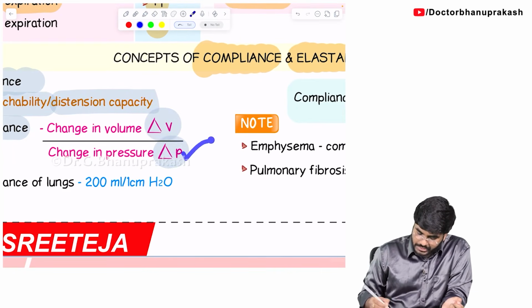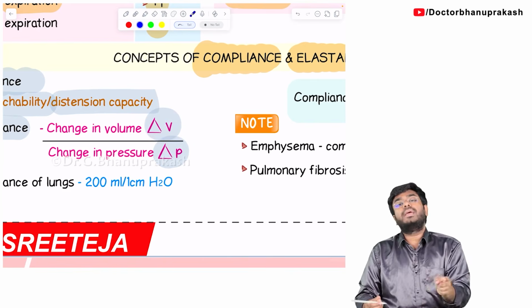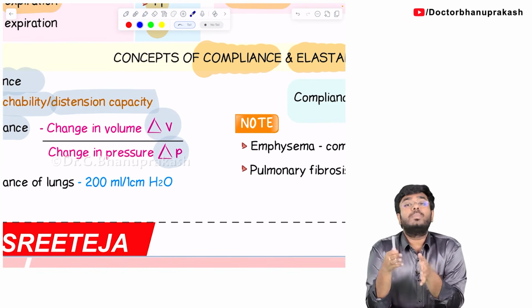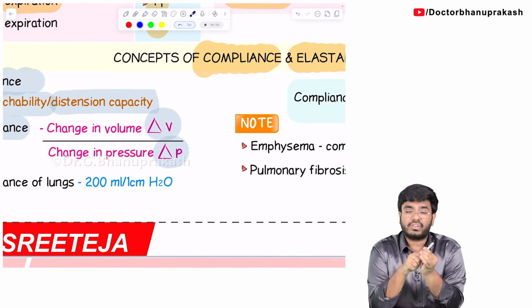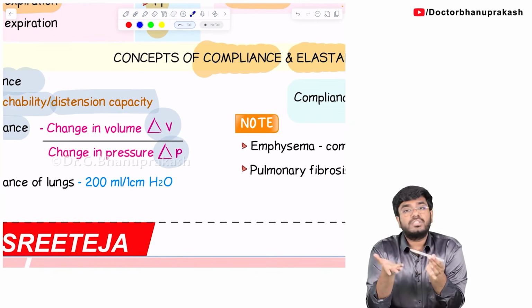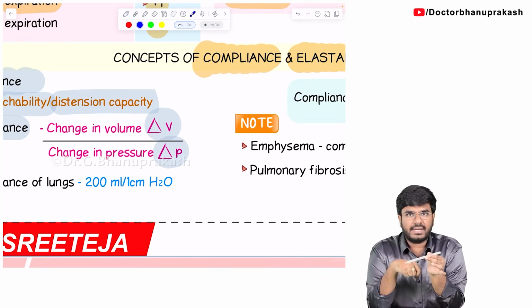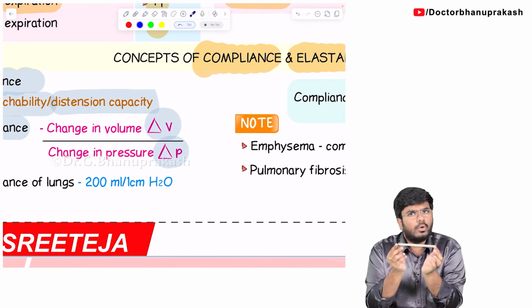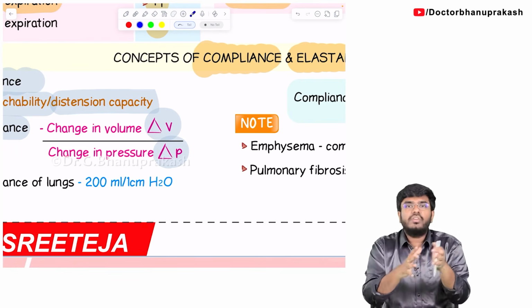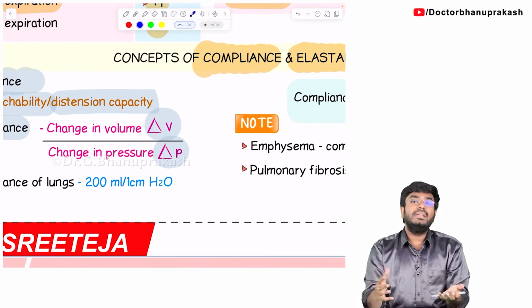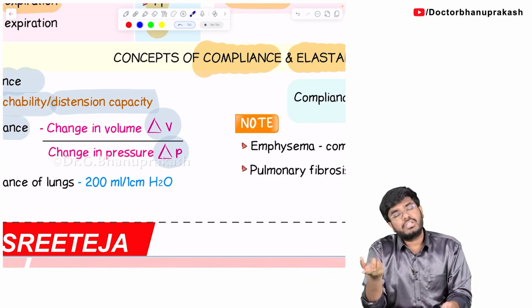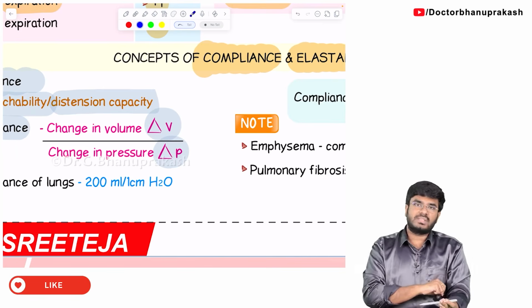For a given pressure, how much volume is changing will tell you the compliance of that particular substance. Okay, for a unit pressure, how much volume is changing will tell you the compliance. For example, in this condition, let's say I am using more pressure, but is any volume changing? No volume. So this is less compliant. For a given pressure, if more volume is changing, that is more compliant.